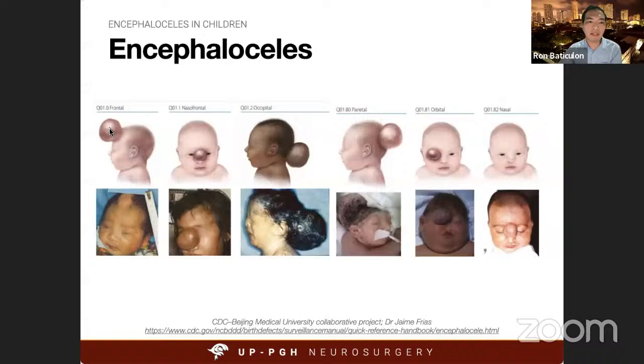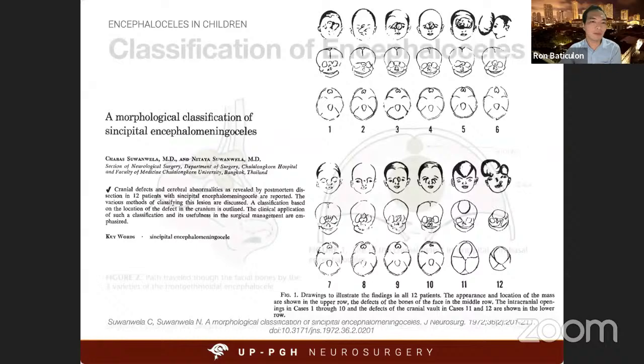I will be showing examples later of the posterior encephalocele, such as this one, the parietal and the occipital encephalocele. They're more common in high-income countries and in our part of the world. So again, take note, if it's above the lambdoid, that's a parietal encephalocele. If it's below the lambdoid suture, that would be an occipital encephalocele. This is the original description of sincipital encephalocele by Suwanwela and Suwanwela.